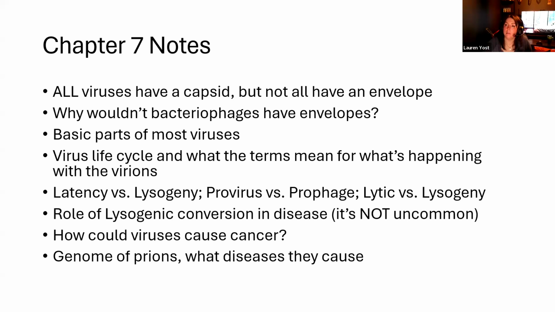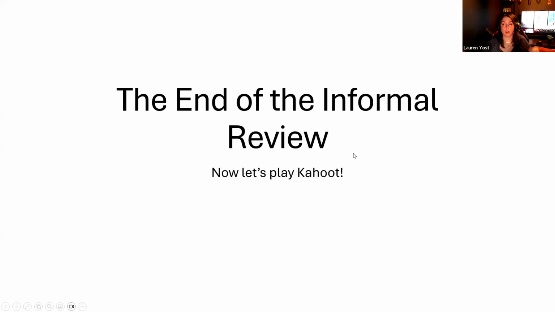And then Kuru, it's cannibals. Literally, that's what it is. People eat people and then they get the disease. And then chronic wasting disease in deer and scrapie in sheep, which is the first one that was studied. Well, those are just examples if you're interested. But yeah. Okay, so that is all of that information in the review.